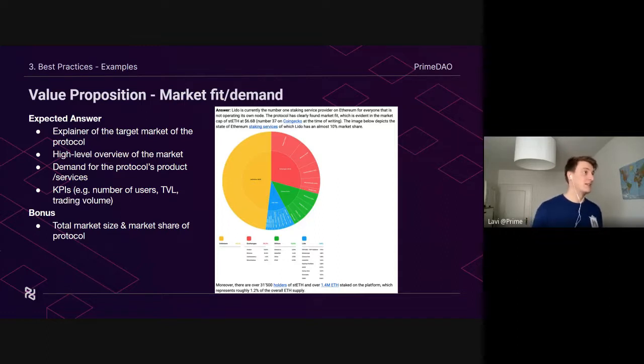So this covers this answer pretty well, I think. Again, the expected answer is an explainer of the market, a high-level overview of the market, the demand explained, and then confirming this with KPIs like number of users, TVL, trading volume if it is a DEX, for instance, or outstanding loans for lending protocols, and so on. Just applying the right metrics here. Of course, it's number of holders, how many people have actually staked their ETH with Lido Finance, because that is their service, decentralized staking of ETH. And a bonus here is total market size and market share of the protocol, which is also visible in this graph.